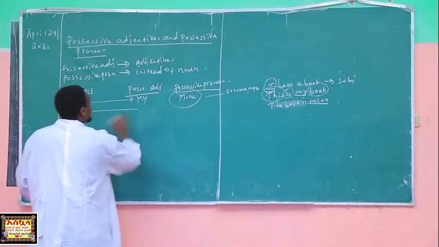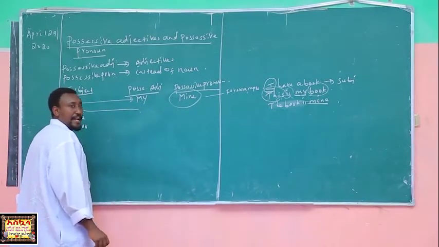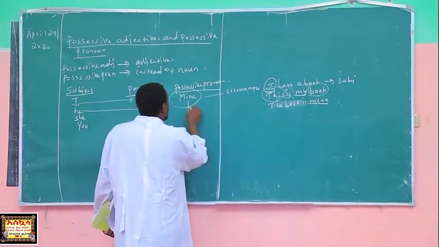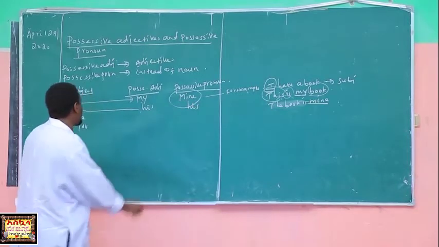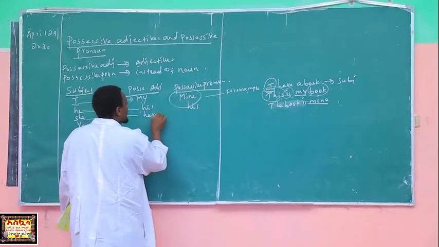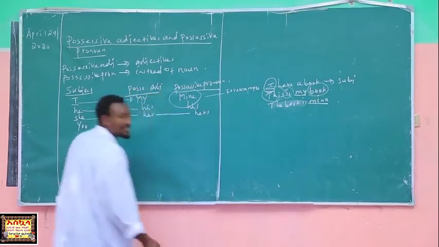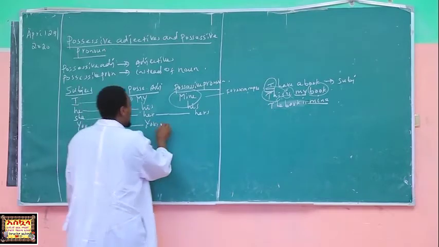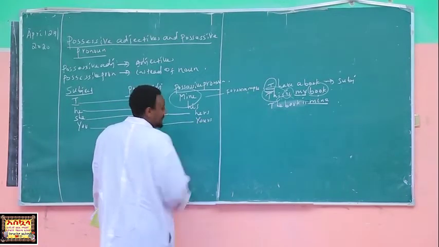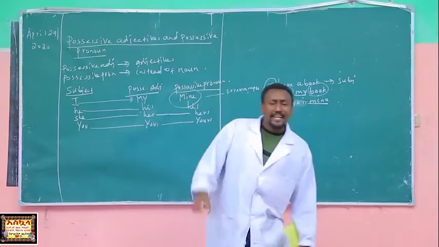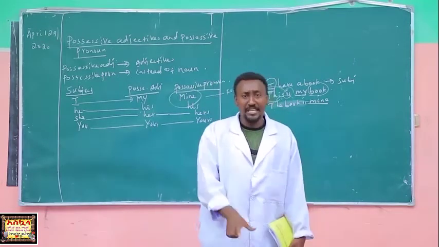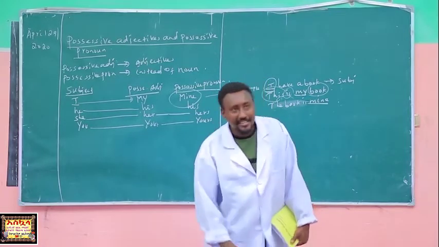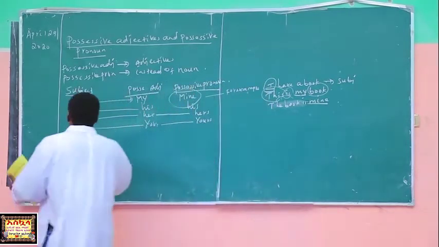Let's say he again. He has a pen. We can say his pen. And the same, this is his. And she, we can say this is her pen, and its possessive pronoun, hers. And you, we can say your, and you can say yours here. That's all. So we can easily identify which one is the possessive adjective and possessive pronoun. Understand? Excellent students. If you understand it, let me give you the activity.